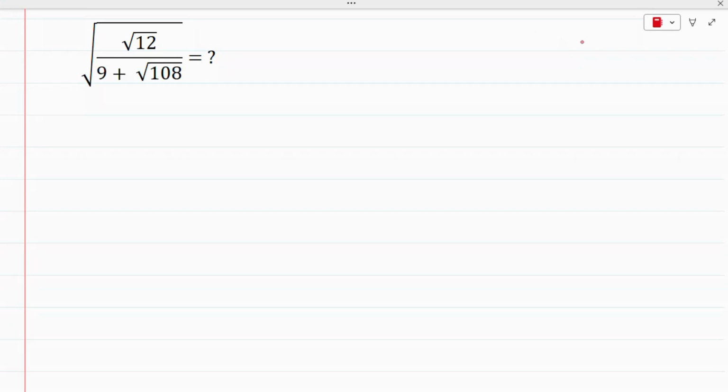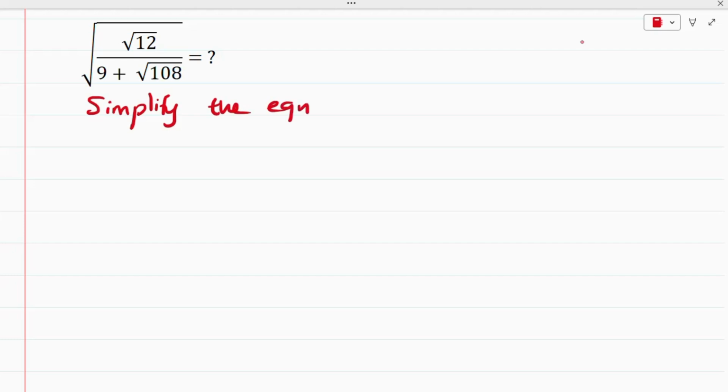So right here we have a square root math simplification problem, and this is actually an Olympiad problem. The question says: the square root of the root of 12 divided by 9 plus the root of 108. So we have to solve this. The first thing, guys, you want to do is to simplify the expression.